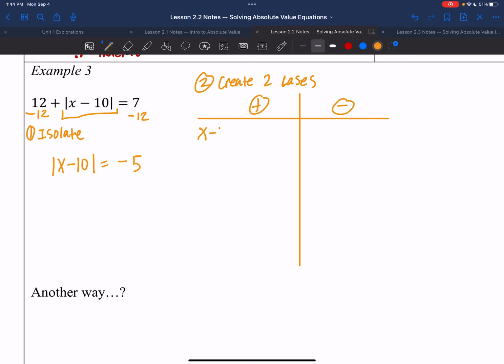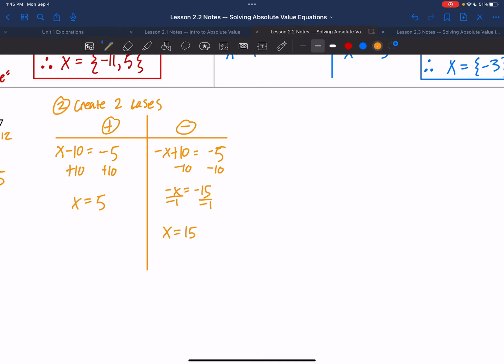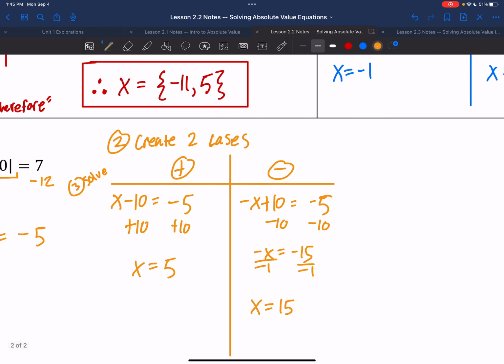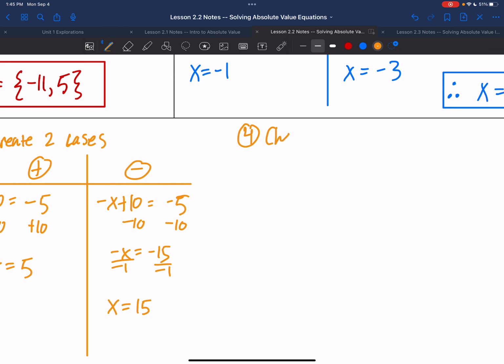So the positive case is just, I keep the bars the same, right? It's x minus 10 equals negative 5. And on the other side, I just flip the signs on the inside of the function. So it's negative x plus 10 equals negative 5. And I'll solve both of these. So here, this was very easy. I add 10 to both sides. X equals 5. Over here, I'll subtract 10 from both sides. I get negative x equals negative 15. Divide by negative 1 on both sides, so that means x equals positive 15. And so that was step 3 to solve. And now for step 4 to check.